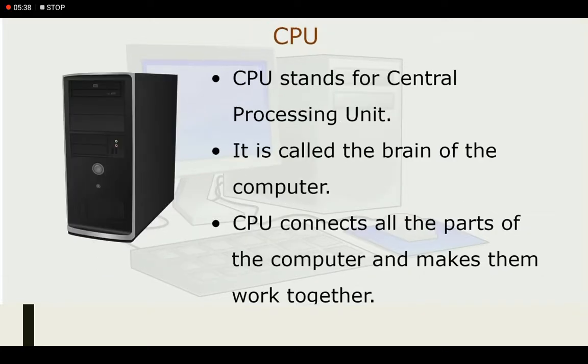So the last one is the CPU. CPU stands for Central Processing Unit. It is also called the brain of the computer. The CPU connects all the parts of the computer and makes them work together. So it means the CPU is the most important part of a computer system, and it stands for Central Processing Unit. So it means the CPU is a processing device.